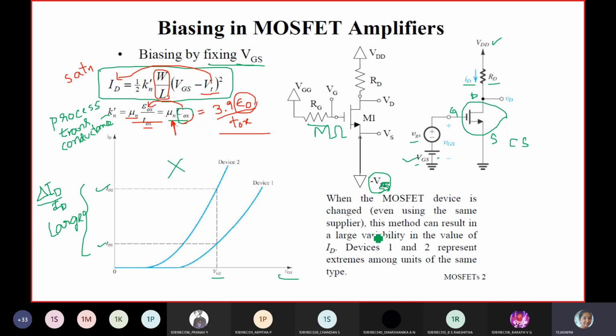Here you can observe that the method can result in a large variability in the value of ID. Devices 1 and 2 represent extremes among units of the same type. I have taken N channel MOSFETs only. We have given VGS of 5 volts, but we are not able to achieve a stable current ID. Okay? Shall I continue?